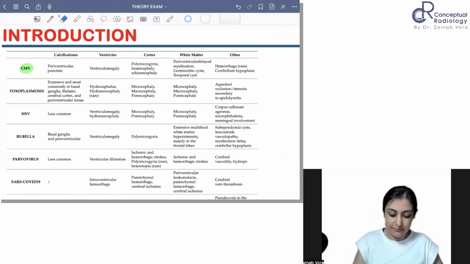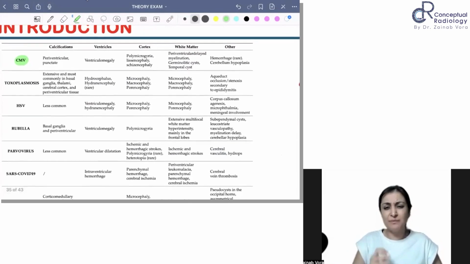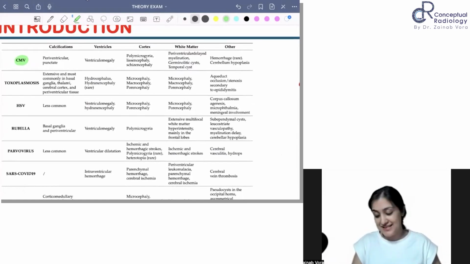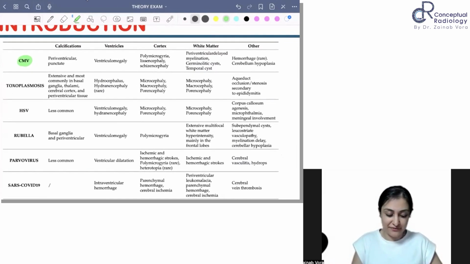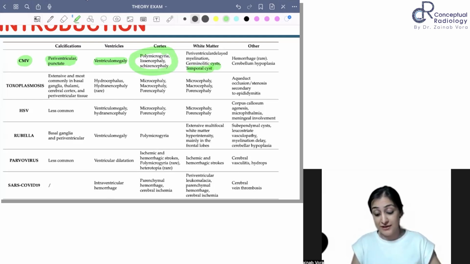So this is a table which is extremely non-specific, but you can write something like this in the exam and they'll think that you know a lot. Essentially, इसमें कुछ नहीं है. Okay, it's just random stuff. So you can write this thing only, that CMV is periventricular calcification, ventriculomegaly, write down 3-4 cortical malformations. You can have a lot of cysts here, okay?